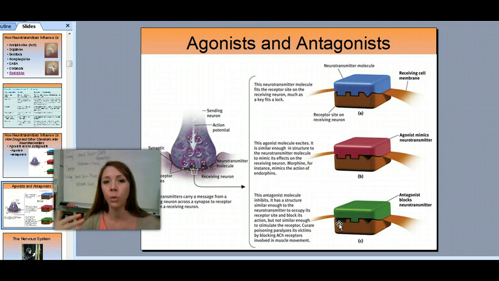So my agonist is going to mimic. My antagonist is going to inhibit or stop it. Remember, these are not the neurotransmitters. They're things that mimic. Drugs of abuse might mimic certain types of neurotransmitters. They make you feel happy, even though you don't have dopamine. It makes you feel like there's dopamine if it's an agonist.